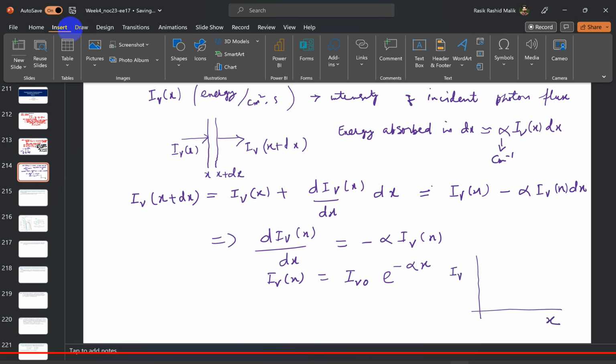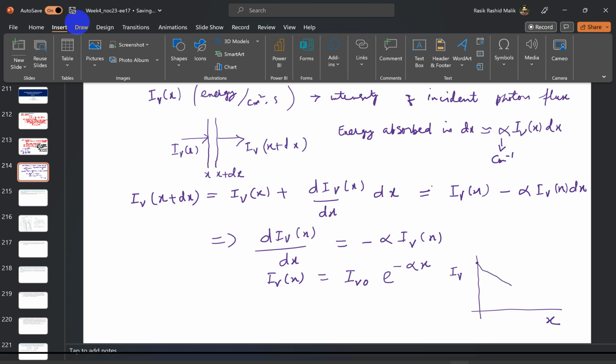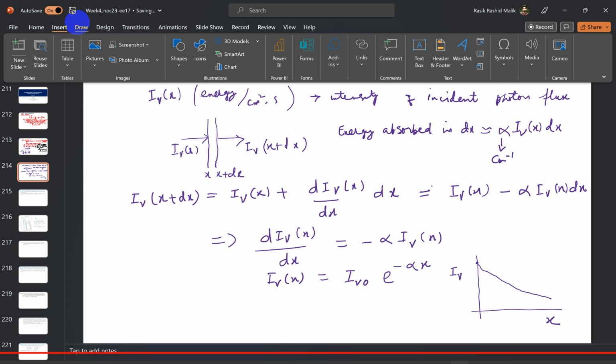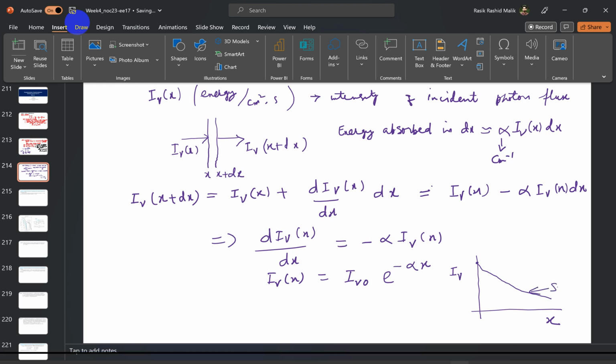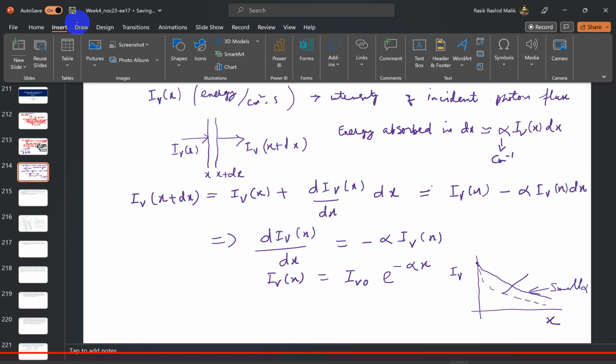When photons travel through the material, the photon flux intensity will decrease. Say this was the incident photon flux, and it will decrease exponentially, depending on the semiconductor material. Different semiconductor materials will have different alpha for different wavelengths. Say this is for a semiconductor material with small alpha, and when alpha is larger, it will be more steep.